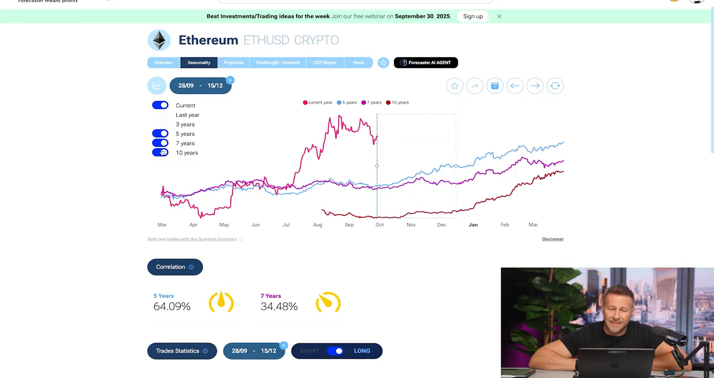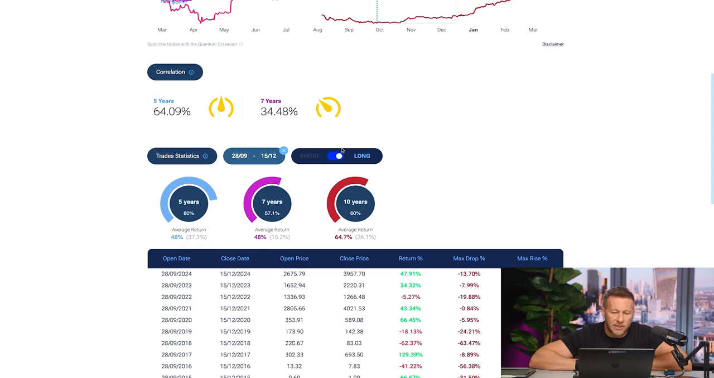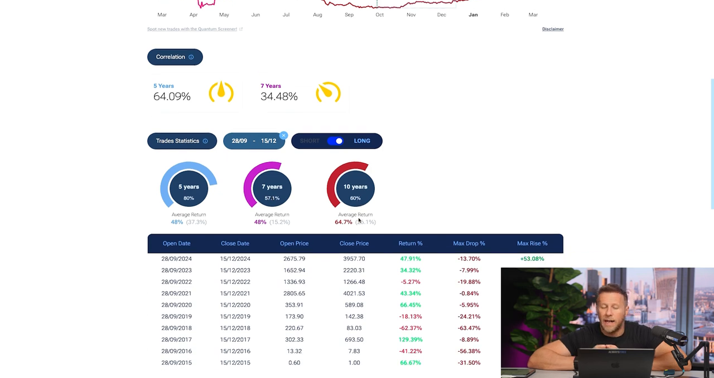I'm going to go 7 years and 10 years. And this is showing us over the last 10 years, the last 7 years, and the last 5 years, the seasonality of movement in price in this particular market. Now, if we scroll down, you can see if we're long, we've got 80% strike rate over 5 years, 57% over 7 years, 60% over 10 years, which is not too bad. That's edged in our favor, right?